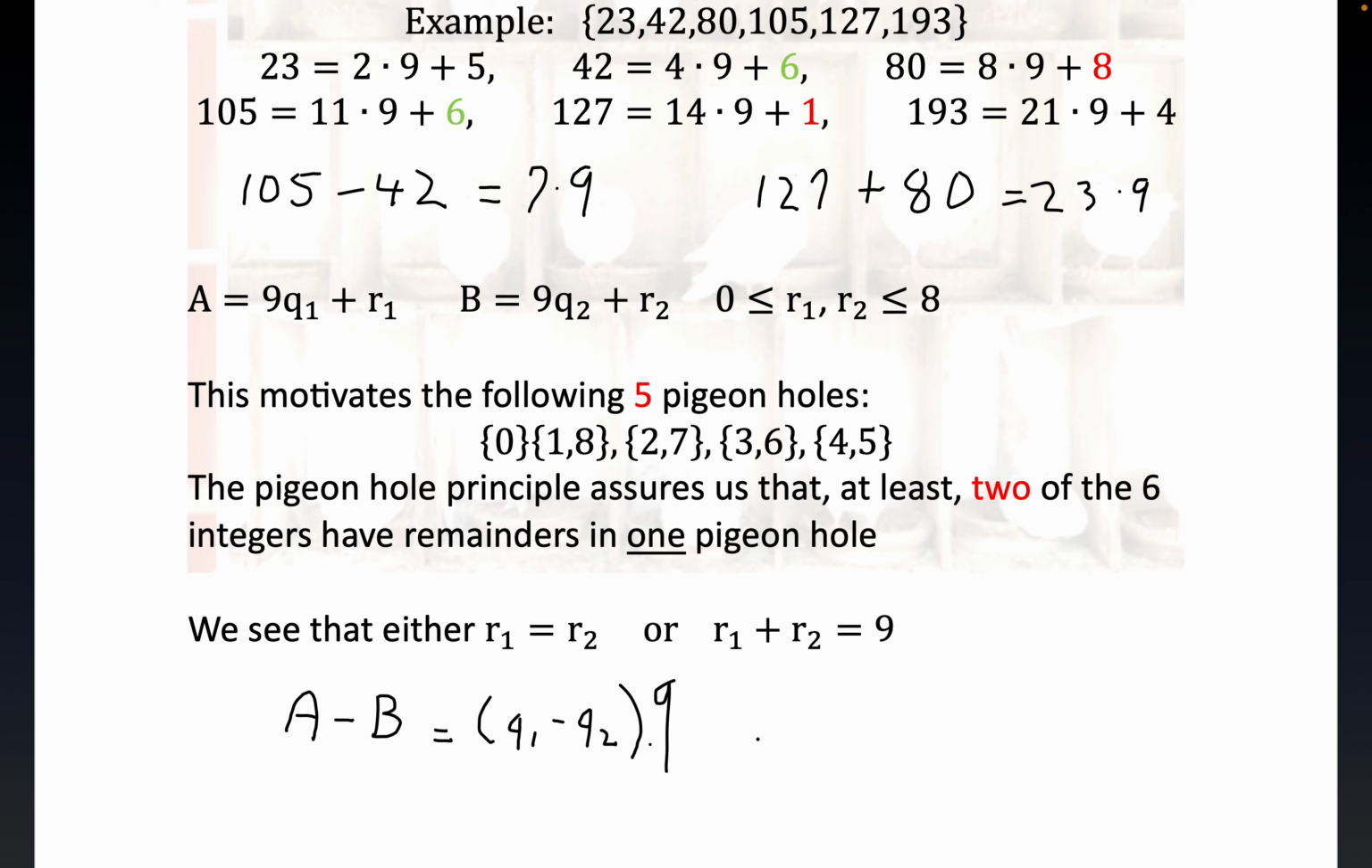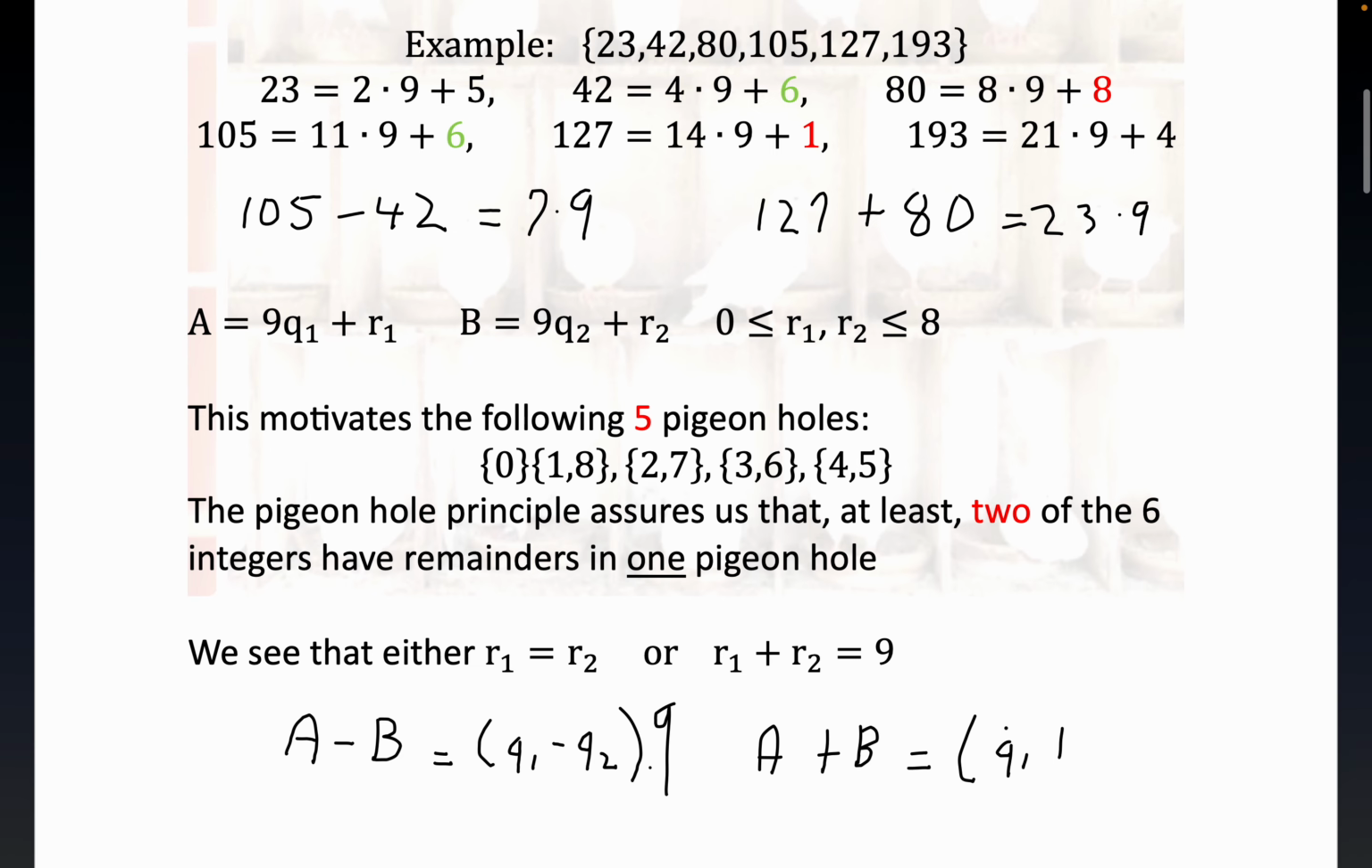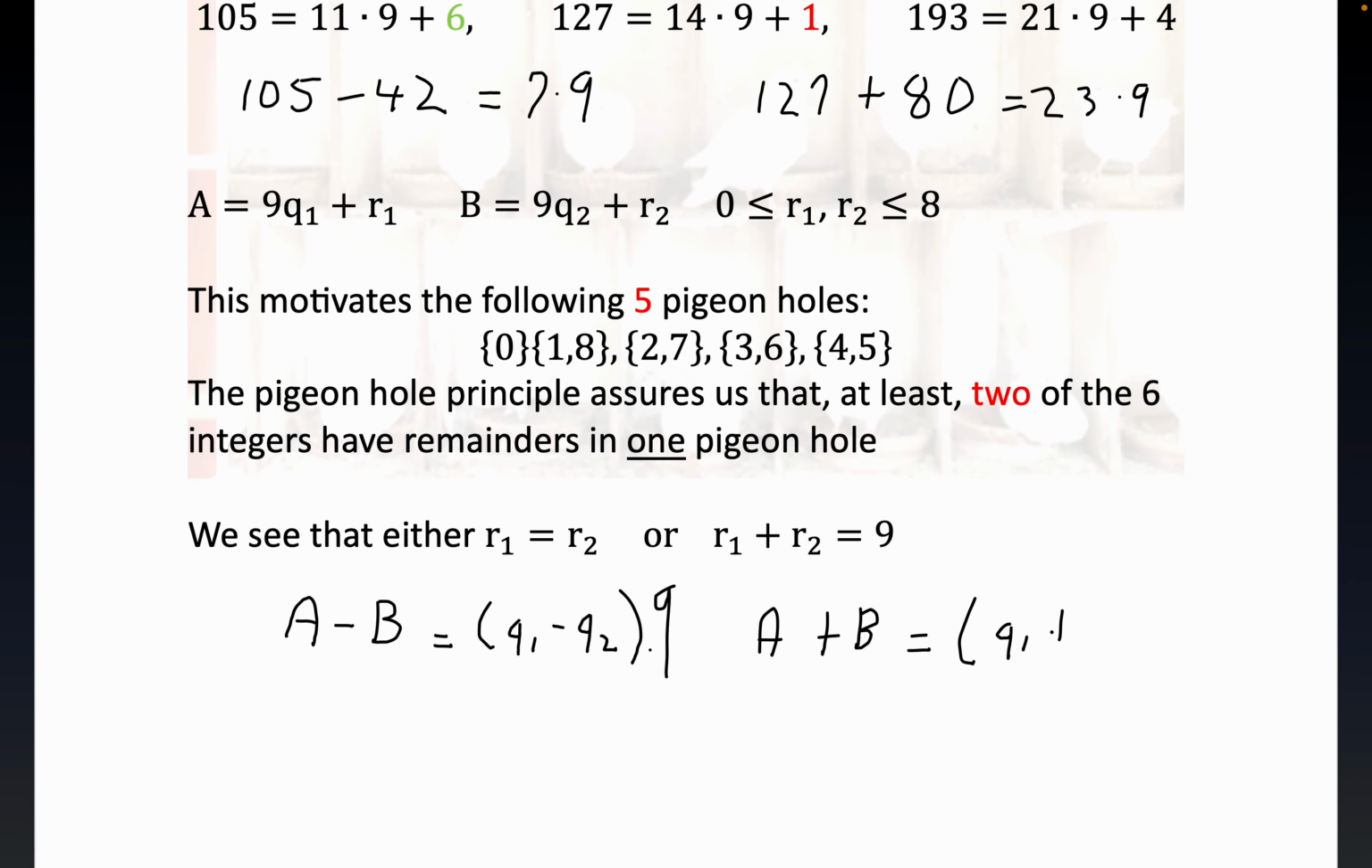Now what about over here? A plus B would be similar to this. It would equal Q1 plus Q2 times 9, plus 9. Excuse me, Q1 plus Q2 times 9 plus 9, which is clearly a multiple of 9, right? If the summands are multiples of 9, then the sum itself is a multiple of 9. So you see, we can write down QED here. We've proved what we set out to prove.